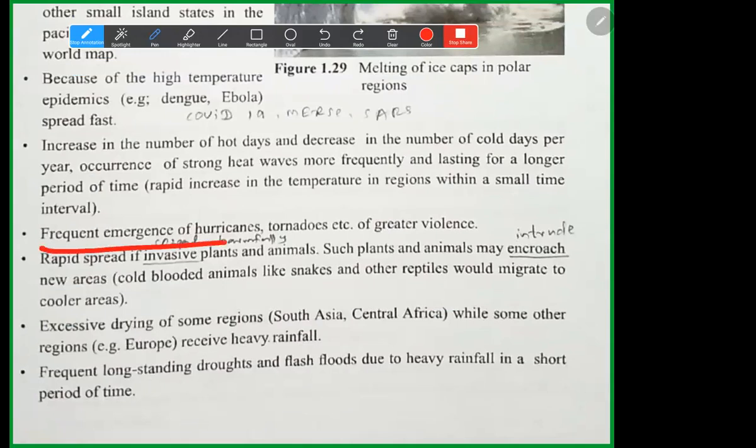Frequent emergence of hurricanes, tornadoes, and greater violence. Very recently, there was this tornado condition in Sri Lanka that I don't know whether you guys have seen in the news. They said that one of these ladies was just pushed up, and then she fell somewhere else with the wind. Tornado means the circular wind is going up, hurricanes, and so on. Usually we don't have any of this in Sri Lanka. We never experienced it, but I think you have experience in England, darling. Did you?